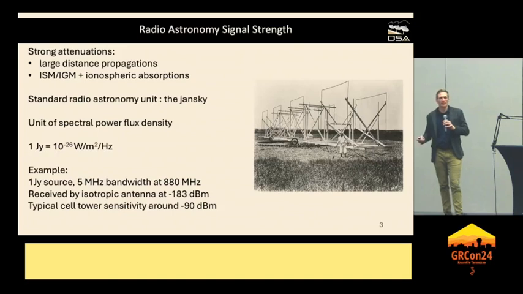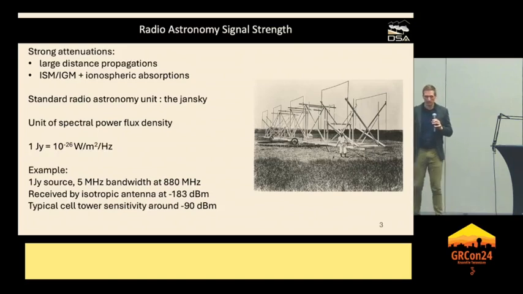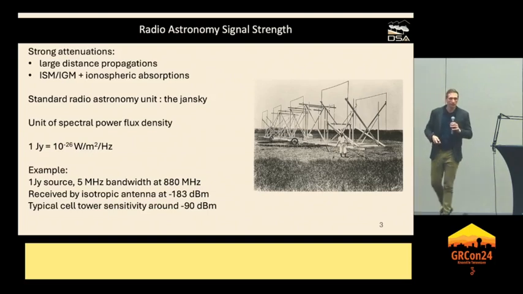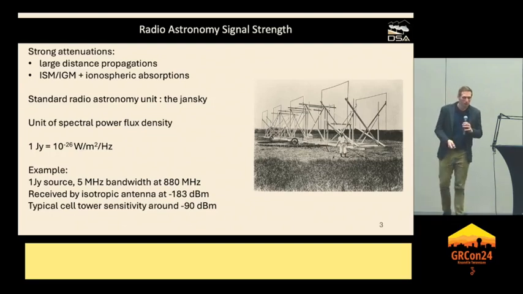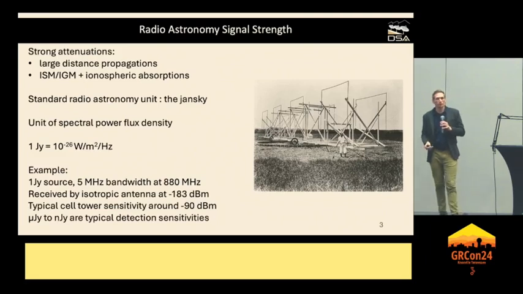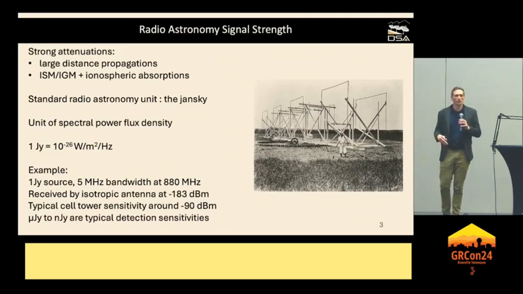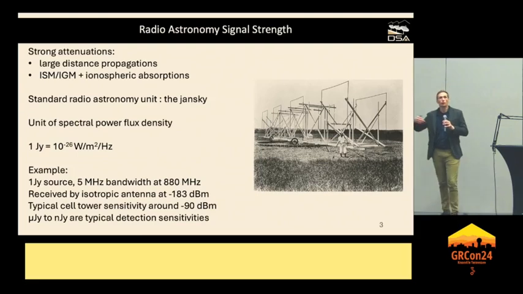The typical cell tower sensitivity, how a cell tower is capable of detecting a user equipment, a cell phone, is roughly minus 90 dBm. So we're like 90 dB below that threshold of sensitivity. Very, very weak signals. And this is for a 1 Jansky source, and current telescopes observe microjansky to nanojansky sources. So we're a few orders of magnitude even weaker than that.